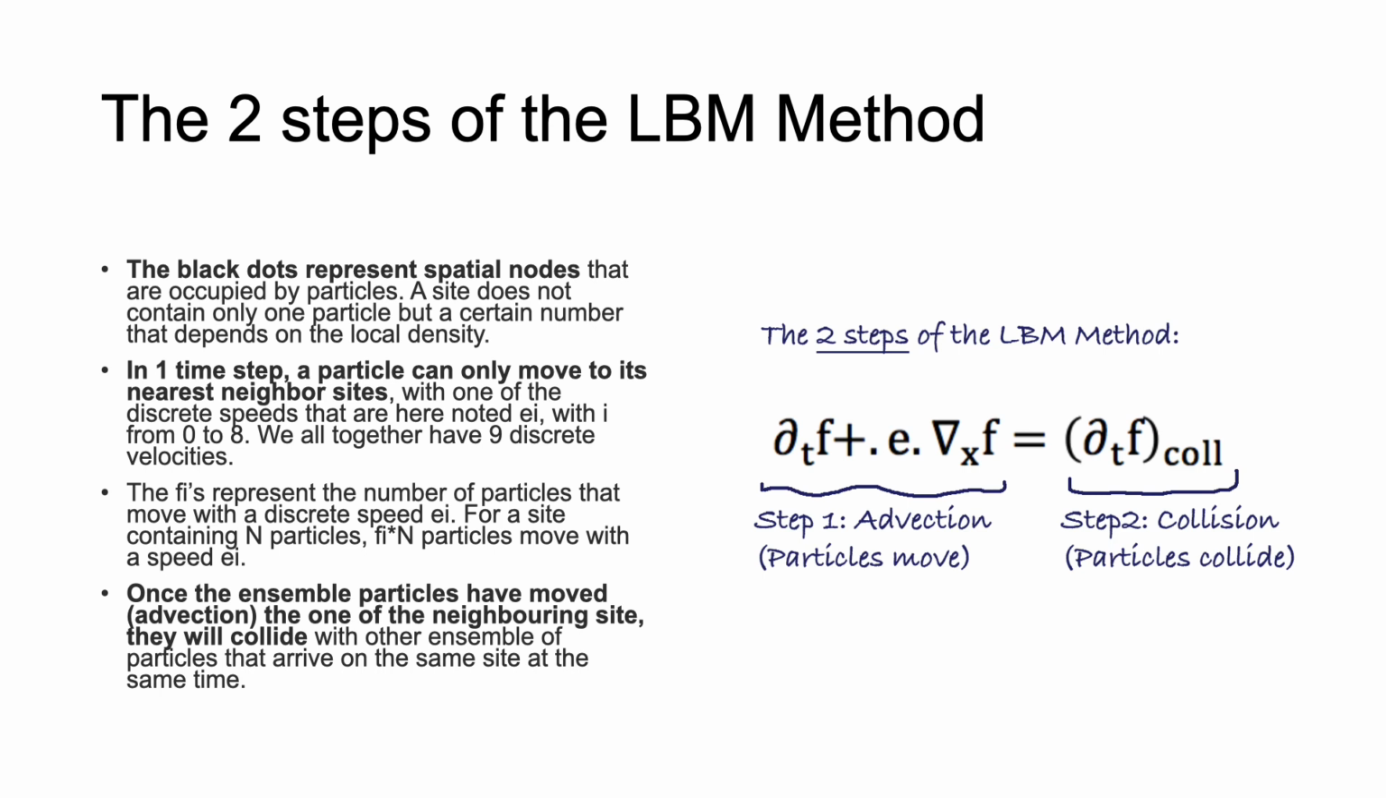So once the groups of particles have moved, which we call advection, from one neighboring site to the other, they will collide with other particles that arrive on the same site at the same time. So that's some kind of bowling game, right? The particles go from one side to another and they enter in collision, and then they either stay in their space or they go to the other. So that's a bit how it works if you simplify a lot. So in the LBM method, you have two steps: advection and collision.